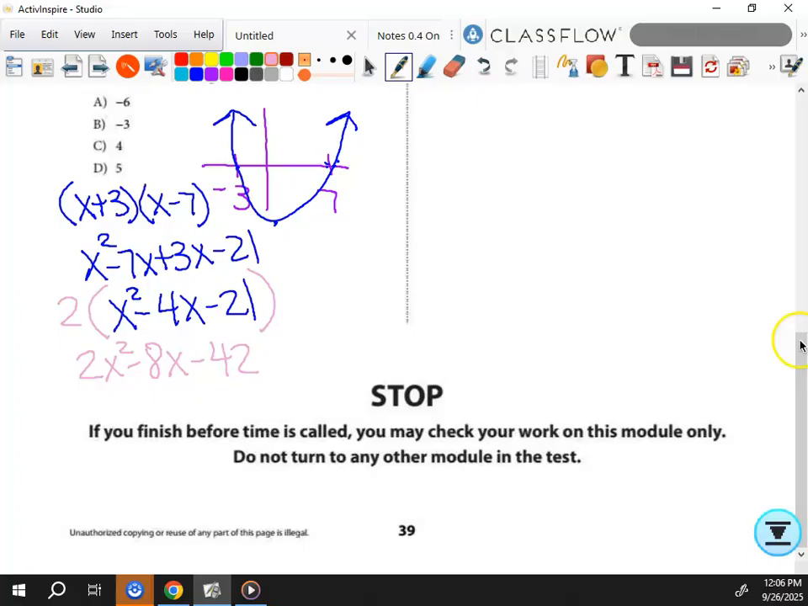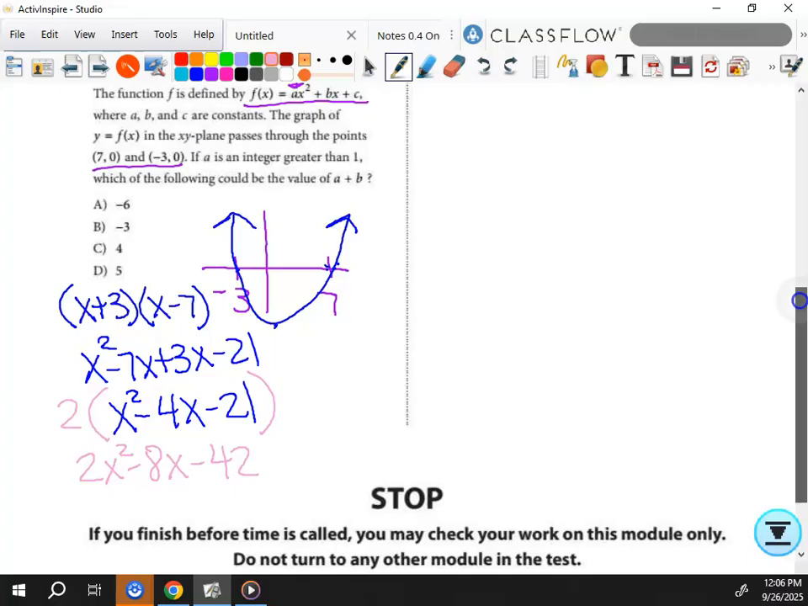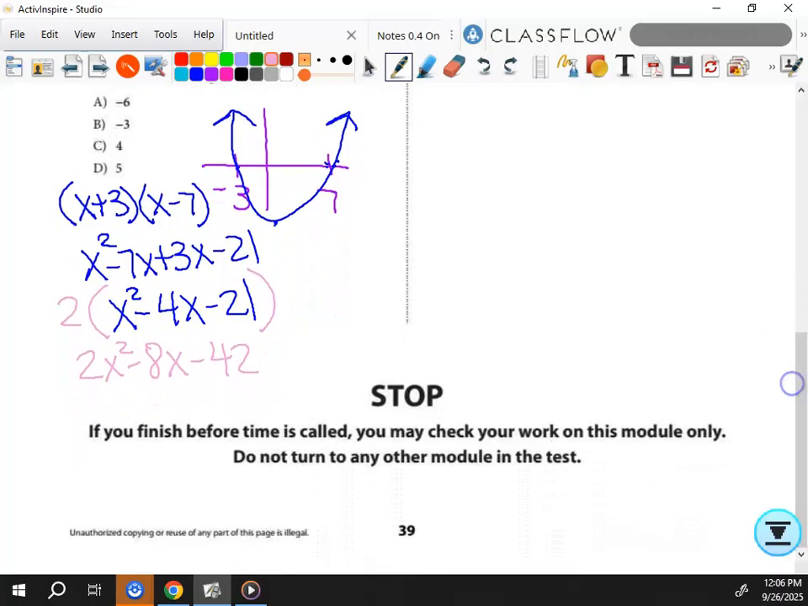Now, what it says is, which of the following could be, because we don't know what a really is, the value of a plus b. This is a, this is b. If I add those together, what do I get? -6. I know. Wait, what? I kind of thought the same thing. Because this is a, because it told me to. Mathematically, that doesn't make any sense, but it literally said a plus b. Okay?